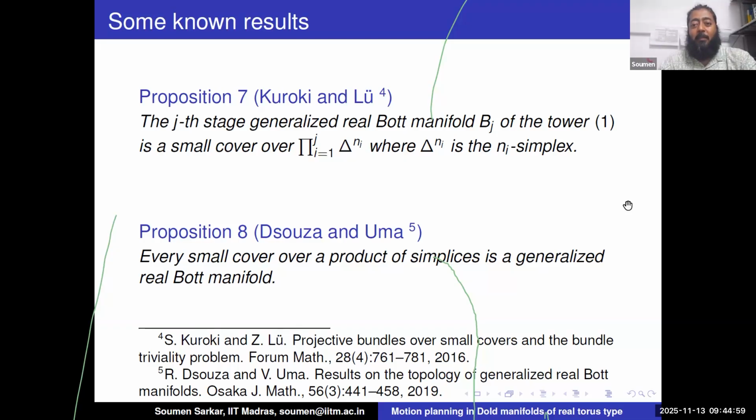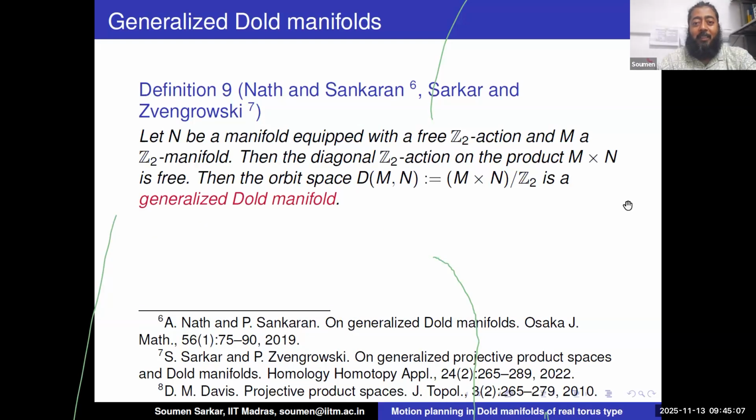Okay, so we have some connections between manifolds and combinatorics. What question should we ask? What are the analogs of these real Bott manifolds? Suppose N is a manifold with a free Z_2 action, and M is another manifold, where we don't care whether the action is free or not. Then we can consider this quotient space or orbit space. The definition mimics the definition of Dold manifolds.